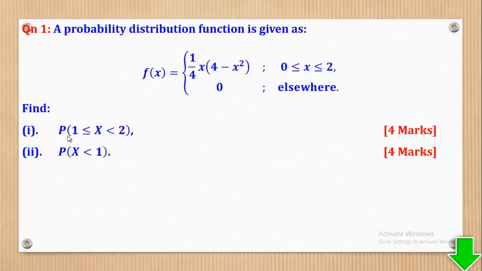So that was Roman 1. Roman 2, they said find the probability of x less than 1. In this case they are giving us only one limit, x less than 1. What does that mean? X less than 1 means you don't exceed 1. It is 1 or less.